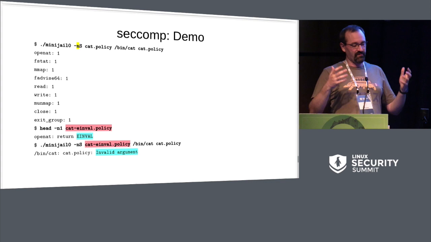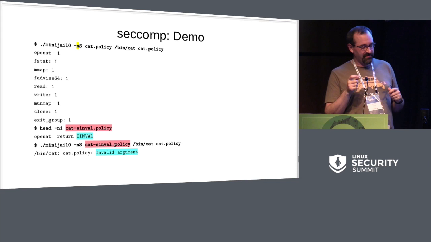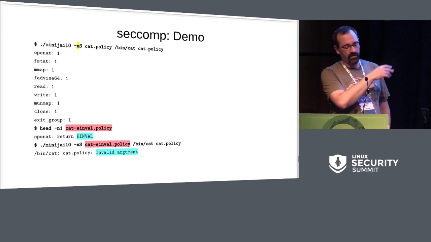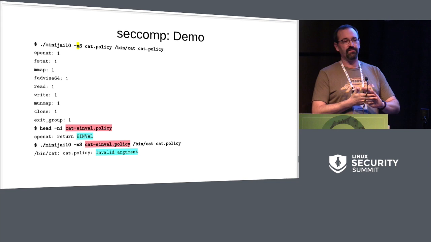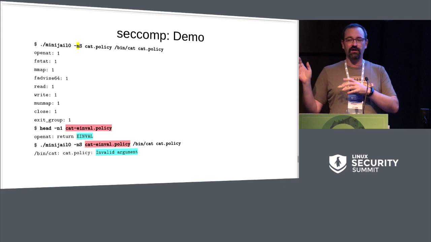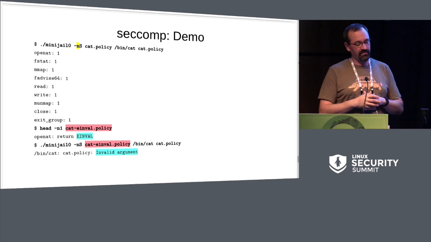Now if I change a little piece of this, and for the openat, instead of saying it's allowed with the one that's on here, I can actually have it return EINVAL. So this is the return errno piece. And I run it with that policy, and you can see immediately that it tries to do its job, hits the open, and the seccomp policy gets in the way and says, no, that's invalid, matching what I asked it to return.